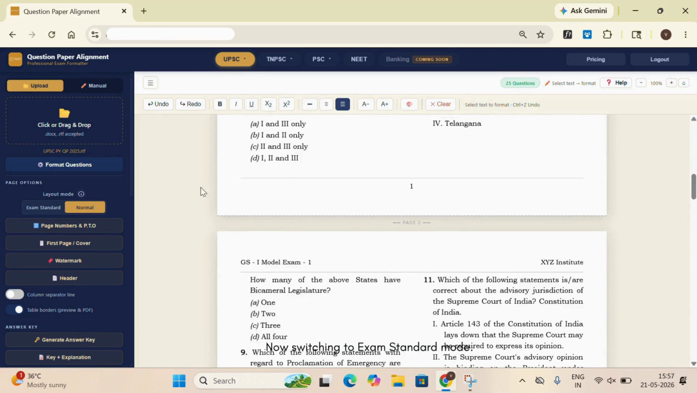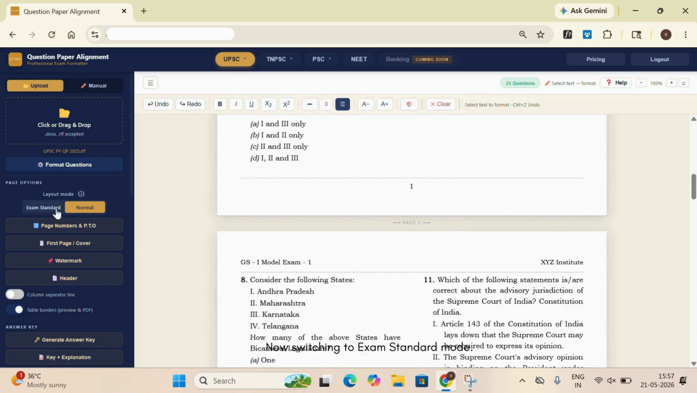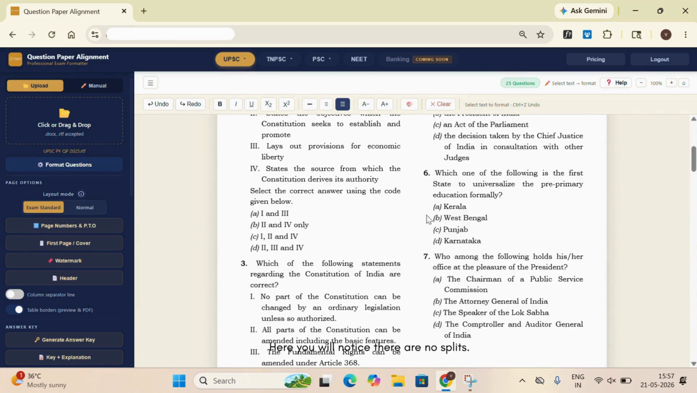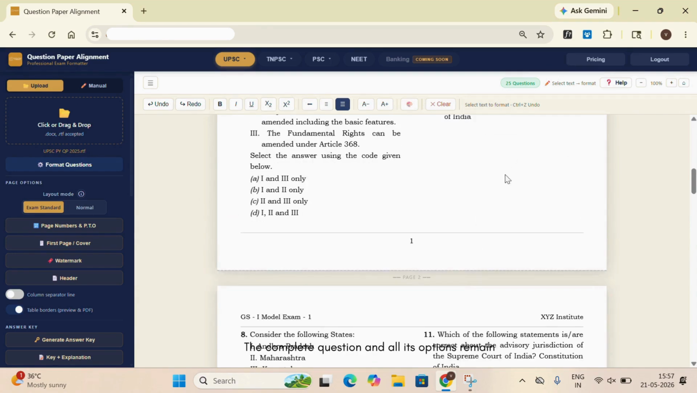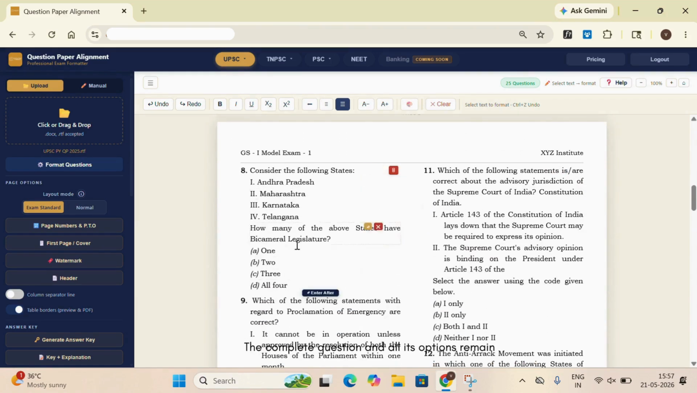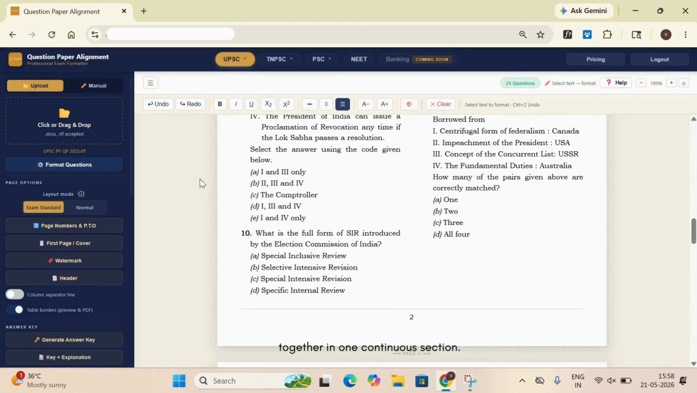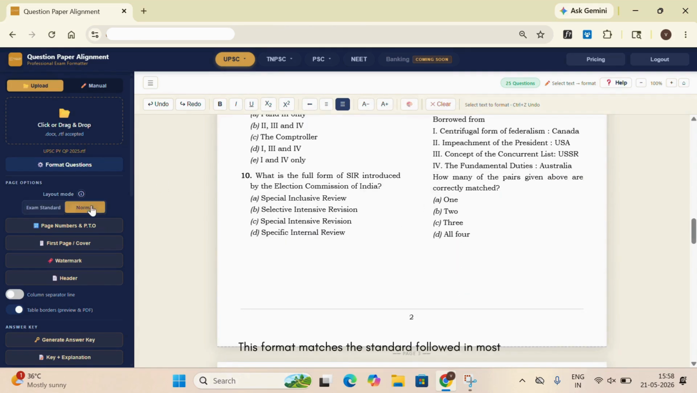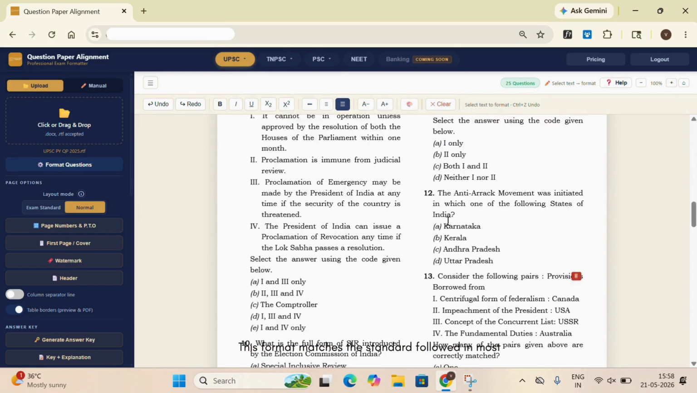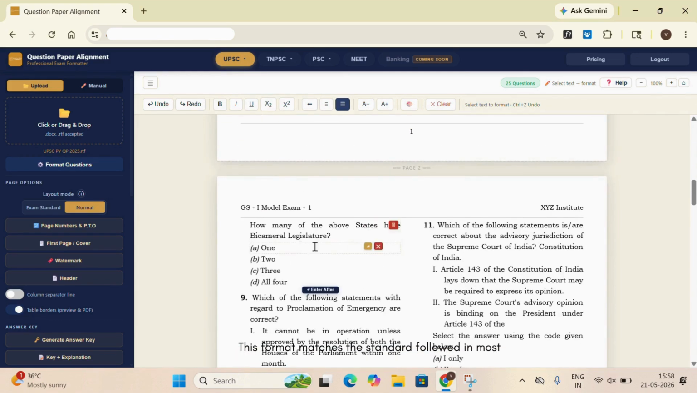Now switching to exam standard mode. Here you will notice there are no splits. The complete question and all its options remain together in one continuous section. This format matches the standard followed in most competitive and academic examinations, and ensures a professional and exam-ready layout.